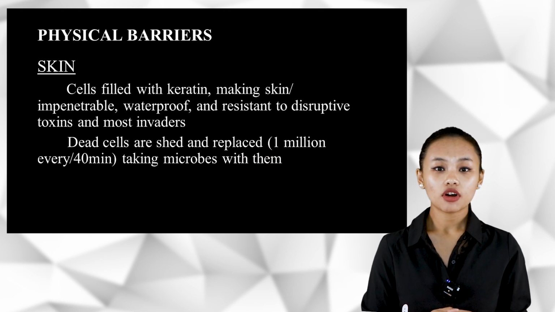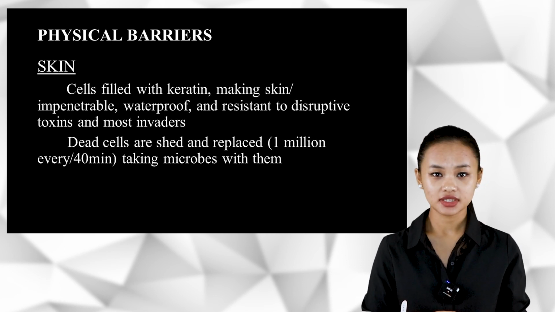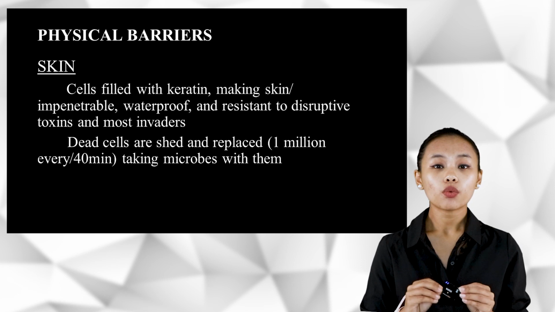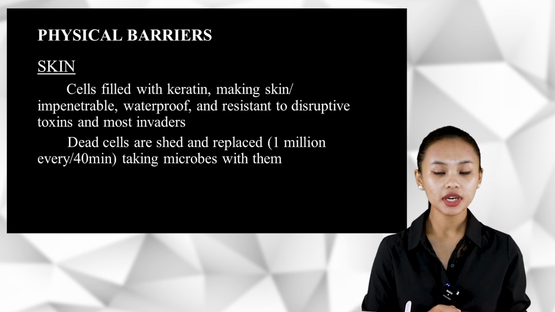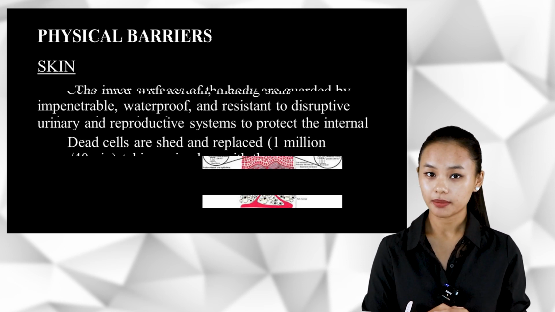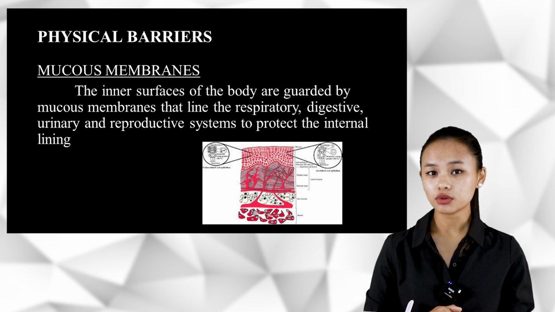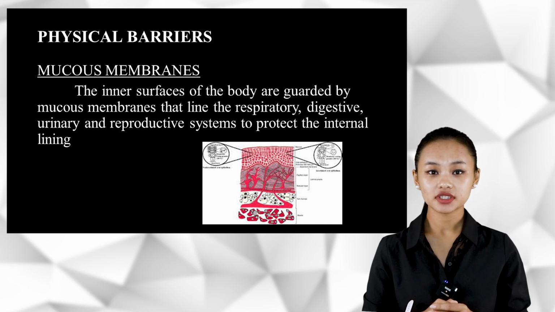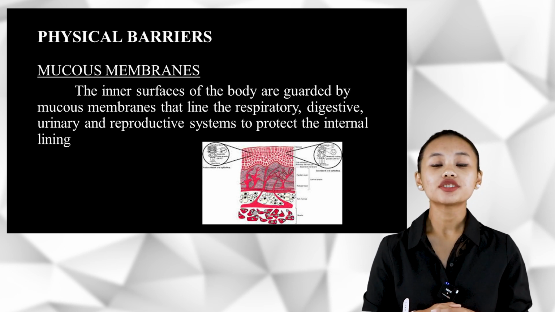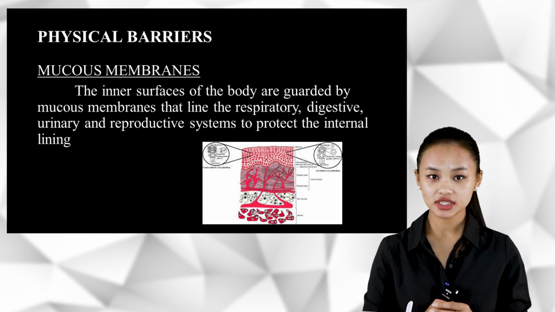Even if there are dead cells in the skin, these dead cells are being shed and replaced. It is known that nearly 1 million dead cells are shed and replaced every 40 minutes, taking their microbes with them. Next, what is the mucous membrane? The mucous membrane, as we all know, is a fluid which is moist and is present on the inner surface of the respiratory, digestive, urinary, as well as the reproductive system in order to protect the inner lining of these systems.